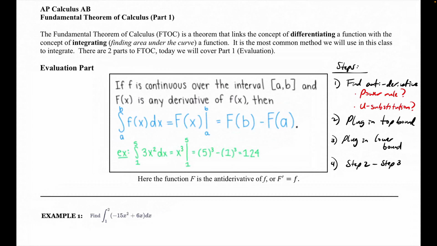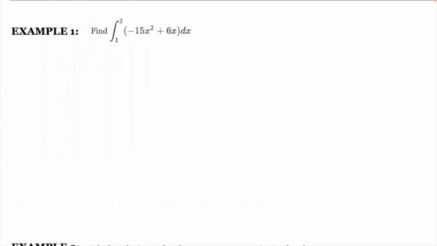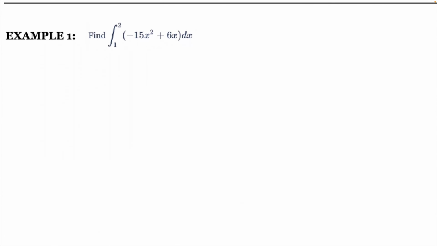All right, so like I said, those are the steps we're going to follow. Those are the steps you're going to follow for all of these problems. Okay? So number one says find the area under the curve, or integrate from 1 to 2. The function is negative 15x squared plus 6x. That's the function. So the first question is, how do we find the antiderivative? Do I simply use the power rule, or do I have to use U substitution for this one?